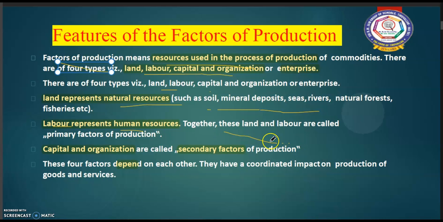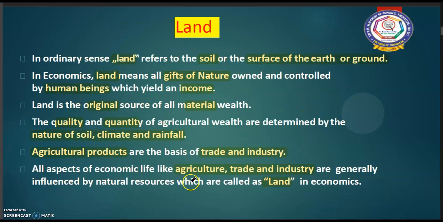So land and labor are called primary factors of production, because without land and labor, the producer can't produce even a small thing. Next, capital and organization are called secondary factors of production. These four factors depend on each other. So without even one factor, the producer or a firm can't produce a single commodity. So they have a coordinated impact on production of goods and services.